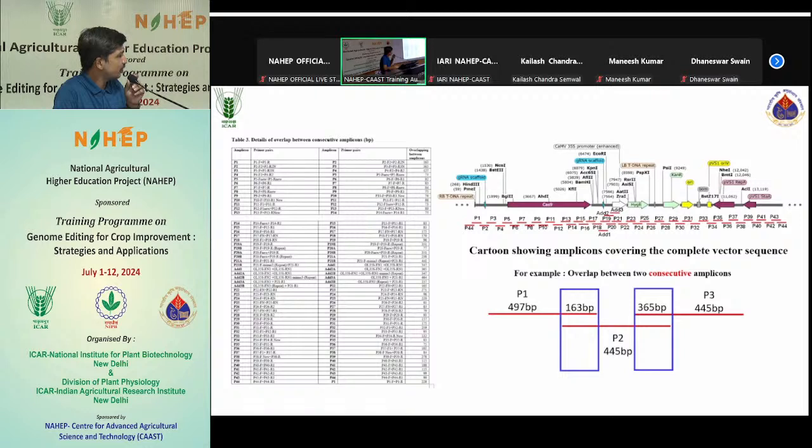For example, the first amplicon size is 497 base pairs, the second is 445 base pairs, and the third is 445 base pairs. As I told, the overlap distance is more than 50 base pairs. This is the overlapping distance, and between the consecutive amplicons P2 and P3 the distance is 365. This is also not at all a problem. Like that, you have to give every detail in your SOP.